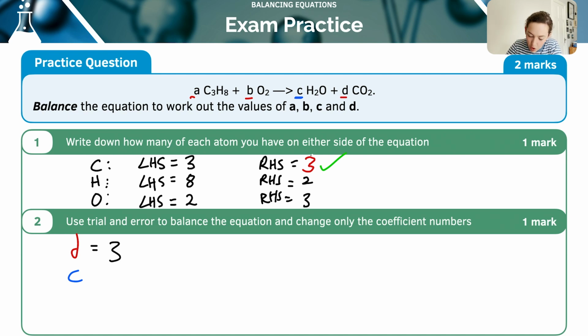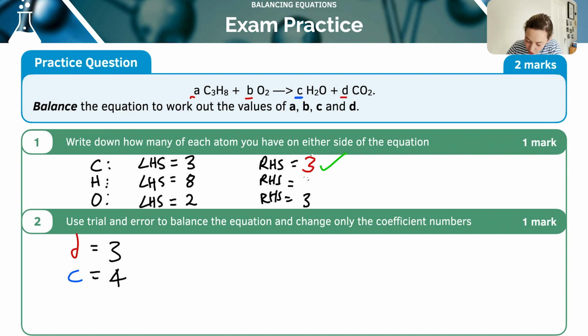Now I can see that I've got 8 C3H8. Hydrogen is only in one compound on the right-hand side, so therefore I've got 8 hydrogens on the left. I need to have 4 on the right-hand side, so it needs to be 4 H2O. So that's nice and easy. C must be 4. So let's readdress our balance. That means we have now balanced.